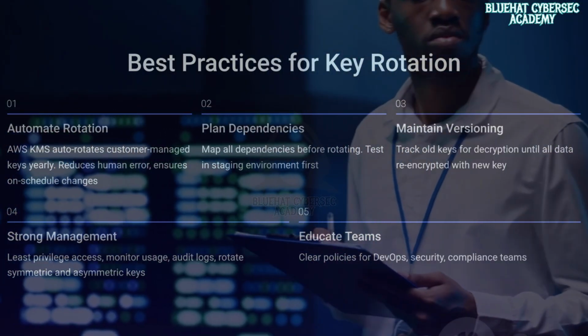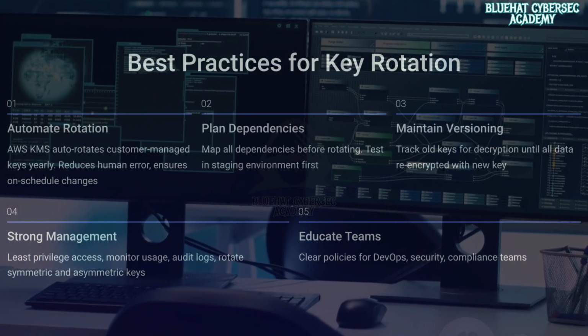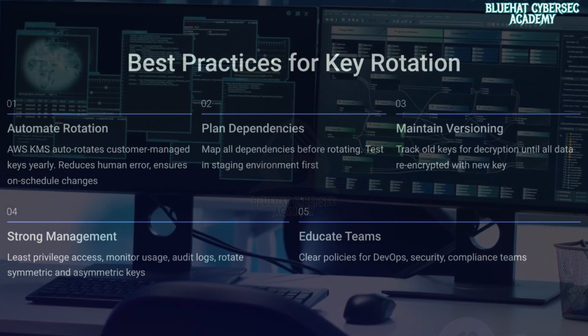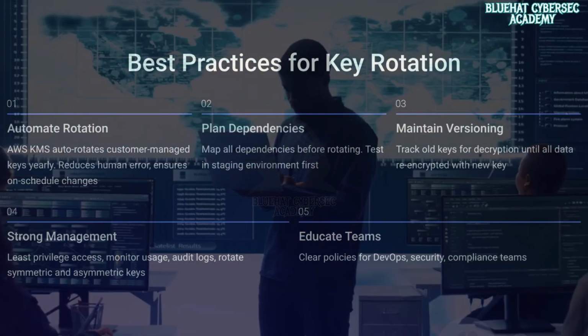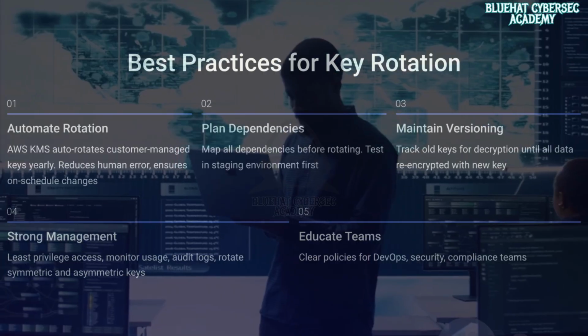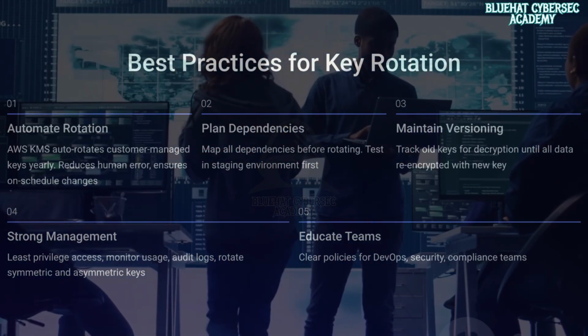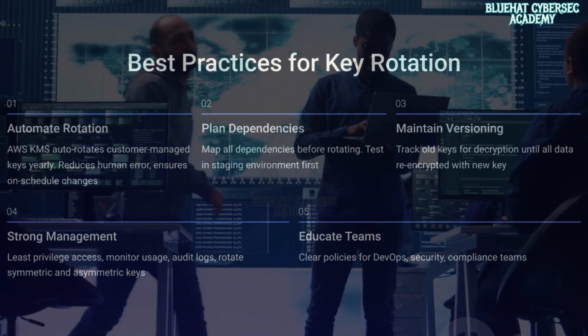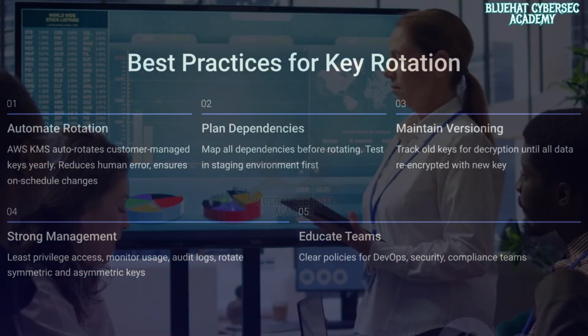Strong key management practices are essential too. Limit access using the principle of least privilege, monitor key usage and audit logs for suspicious activity, and rotate both symmetric and asymmetric keys periodically. And of course, educate your team. Key rotation isn't just a technical task. It requires awareness from DevOps, security, and compliance teams. Establish clear policies and procedures to ensure consistent execution.